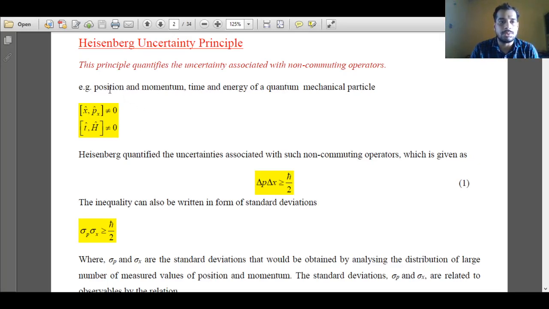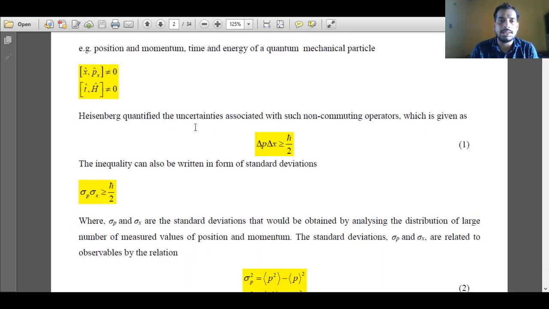So we'll mostly confine ourselves to position and momentum only. Heisenberg quantified the uncertainty associated with non-commuting operators. He quantified the uncertainty associated with position and the uncertainty associated with momentum. The uncertainty associated with momentum is delta p, and the uncertainty associated with position is delta x, and he quantified the product of these two uncertainties, which is greater than or equal to h bar over 2.